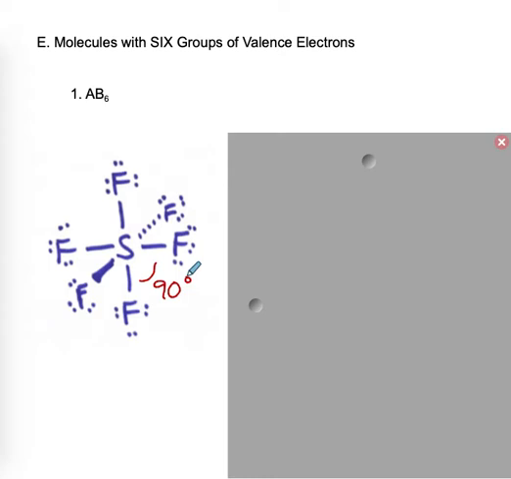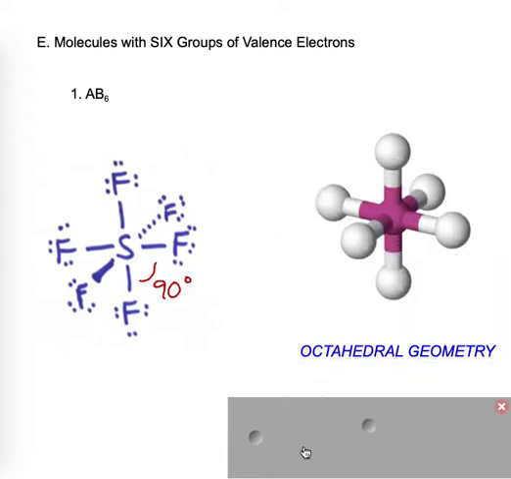If you were to imagine that this is a solid object, it would have 8 faces, each of which is an equilateral triangle. That object is called an octahedron, so the name of this geometry type is octahedral. So anytime you have an AB6 type molecule, the geometry is octahedral.